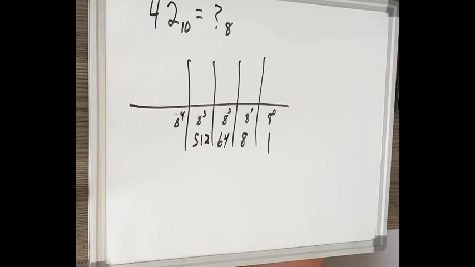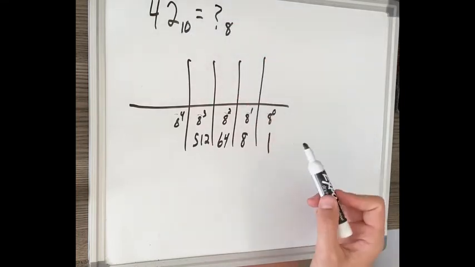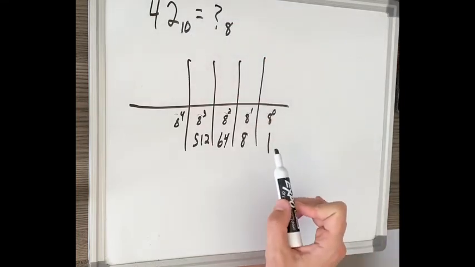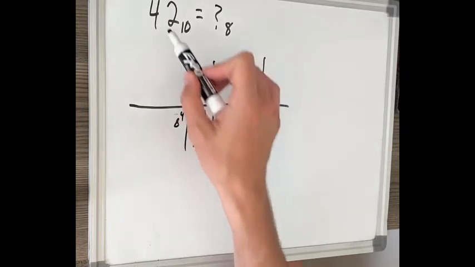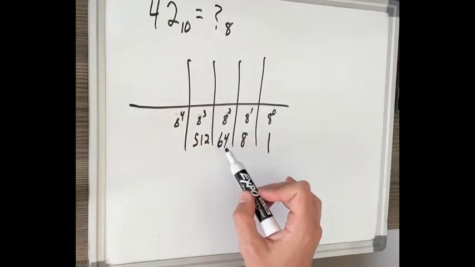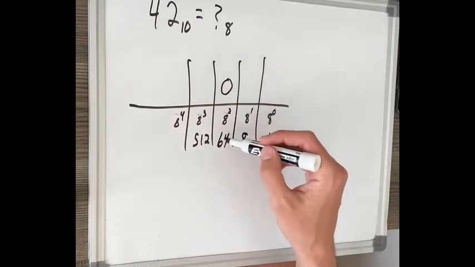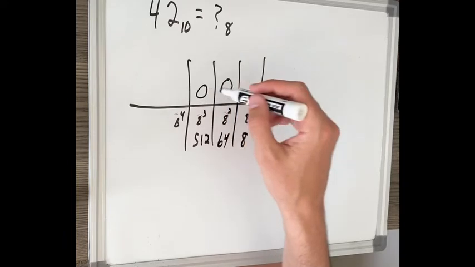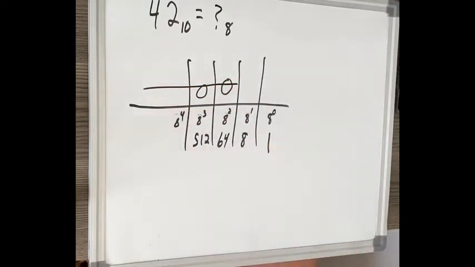So, same process as before, right? We want to see how we can get to 42. We start with our biggest number. Is 42 bigger than that? Yes. Is 42 bigger than that? Yes. Is 42 bigger than 64? No. So I can't have 64 in 42, so this is going to be a 0. There's 0 of these. It's too big. And likewise, it's going to be 0 and 0. So you don't really need these. So we're only going to have a 2-digit number, which again, you can see right off the bat is fewer digits than a binary system.